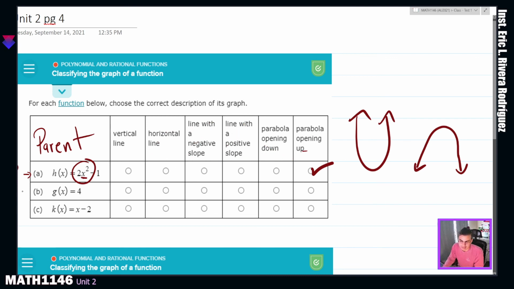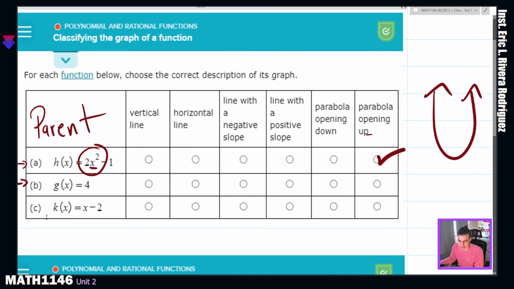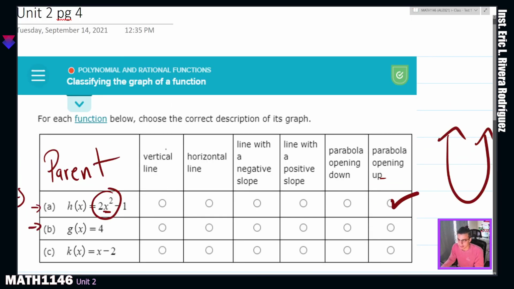The next one is a constant function because g of x is equal to 4. So it is not a vertical line. It's going to be a line, but it's not going to be vertical. The slope is going to be equal to 0 because it is constant. It is not going to be a parabola because it's a constant. The one that matches this function is a horizontal line. It's a constant line. The graph of this one is just a horizontal line.